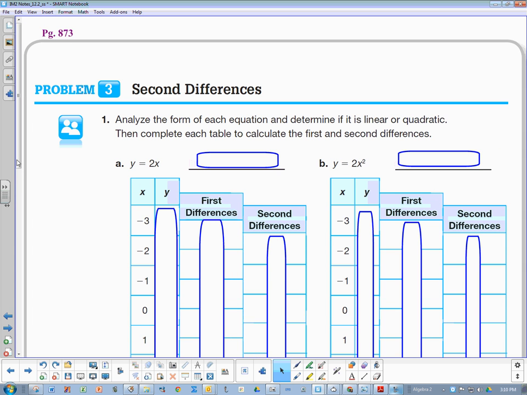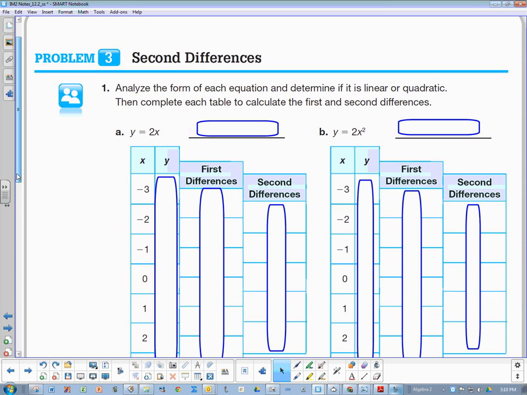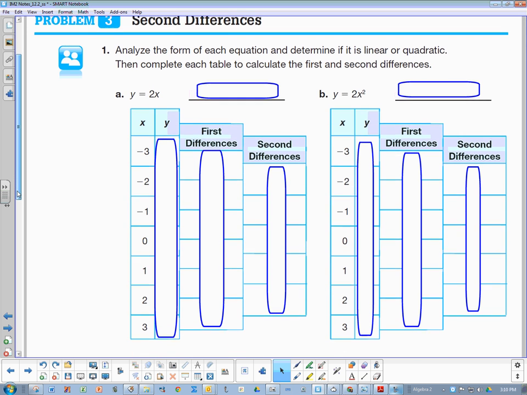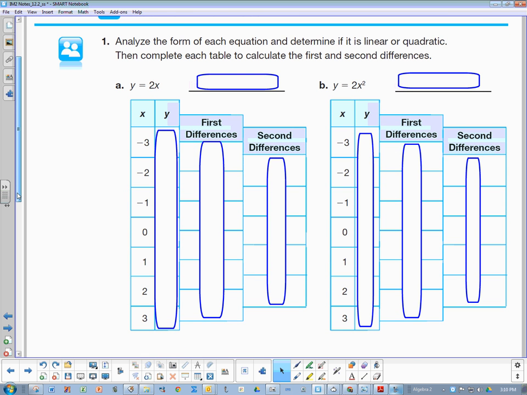All right, let's take a look at this problem number 3. It says, analyze the form of each equation and determine if it's linear or quadratic. Well, I mean, this is pretty simple. If we take a look at y equals 2x, what's the degree of this function? It's a 1. So this is obviously going to be linear.